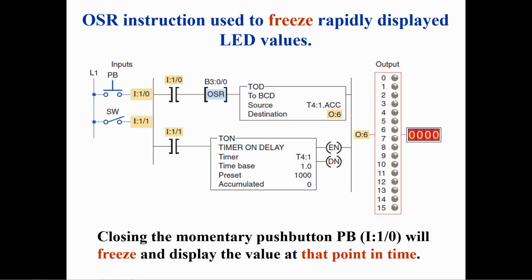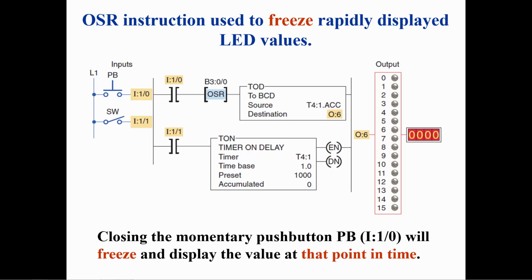In this example of the use of an OSR, the accumulated value of the timer will be output to a BCD display when the push button PB is pushed. The TOD instruction converts a binary value of the source, in this case the accumulated value of the timer, to a 4-digit BCD number and stores it in the destination. In this case, the destination is an output module connected to a decimal display.